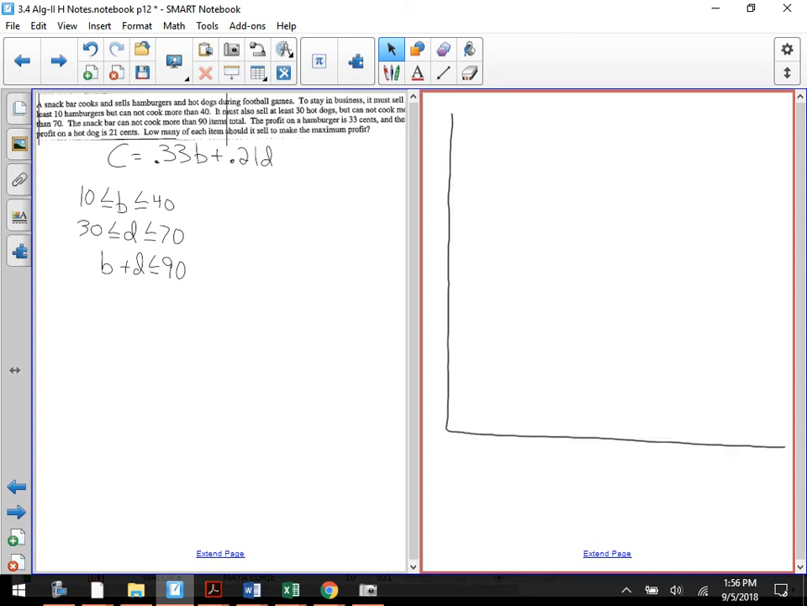Of our three restrictions, our three constraints, what's the largest x and y intercept? Yes, sir. 90. So I'm going to place my 90s first.